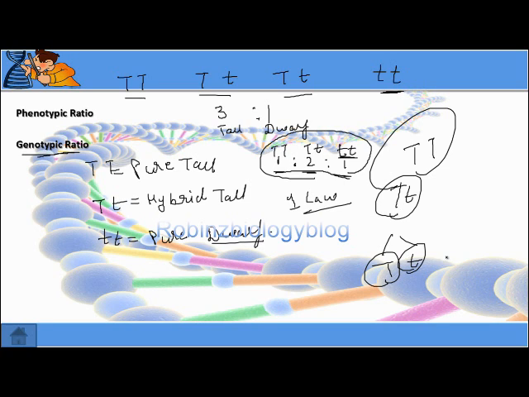Clear? So we'll do it till here only, and keep watching this area because soon you're going to get the next video that talks about dihybrid cross.